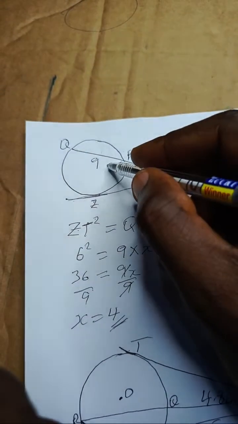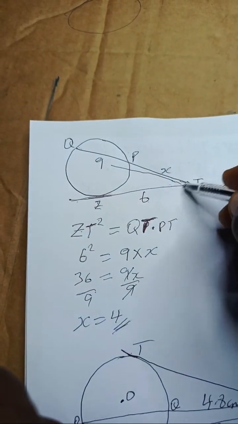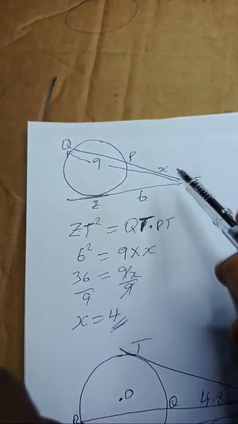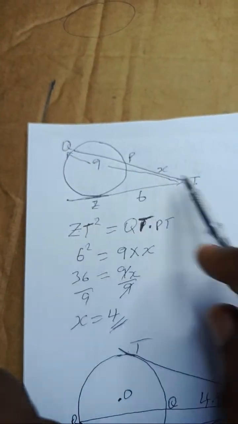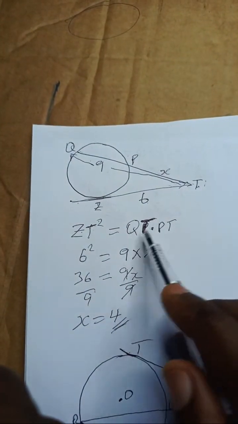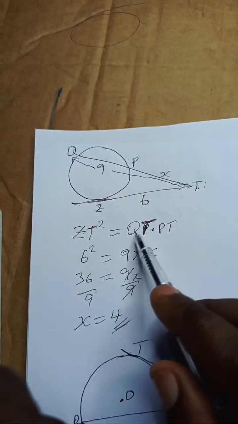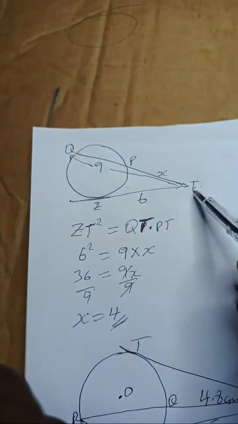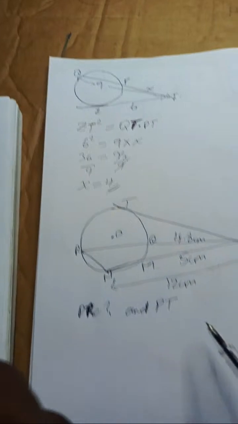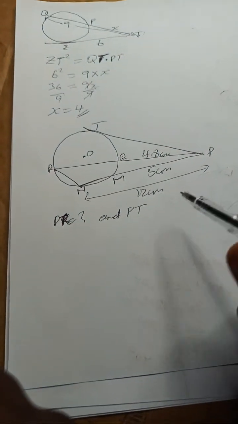But from the question, the 9 is from here to here. Actually, 9 stands for our QT, so that was why we are able to put it here. 9 stands for QT. Everything should relate to T. Thanks for the correction. So let's go on.